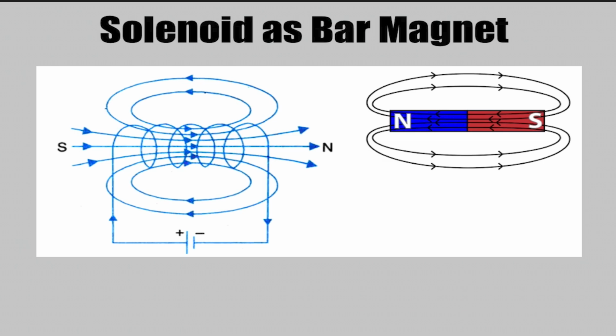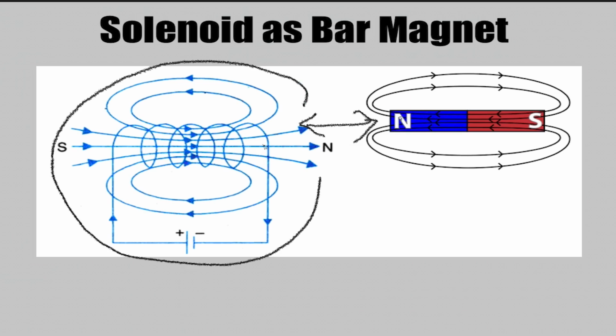Next, the last point is, if I bring this bar magnet near the solenoid, what happens? Since both are north poles, we can observe a force of repulsion between these two. This also proves that the solenoid is behaving like a bar magnet. From the magnetic properties, we know that like poles repel each other.